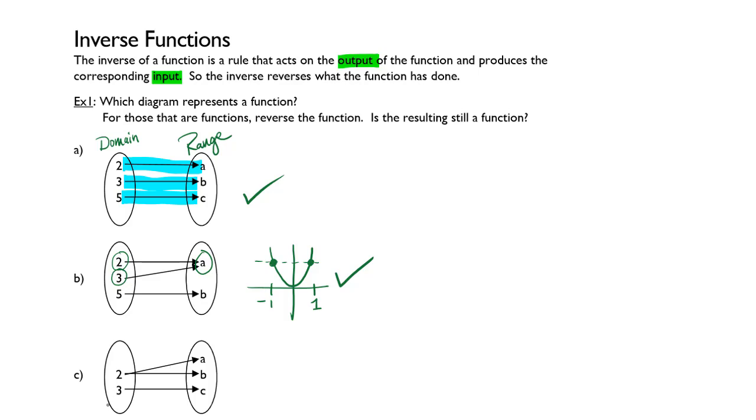However, if we look at C, C maps 2 to A and also 2 to B. This would be an example of something like this, where you have a graph that is not a function, where an input or domain value gives you a range value in 2 different places. So this is not a function.